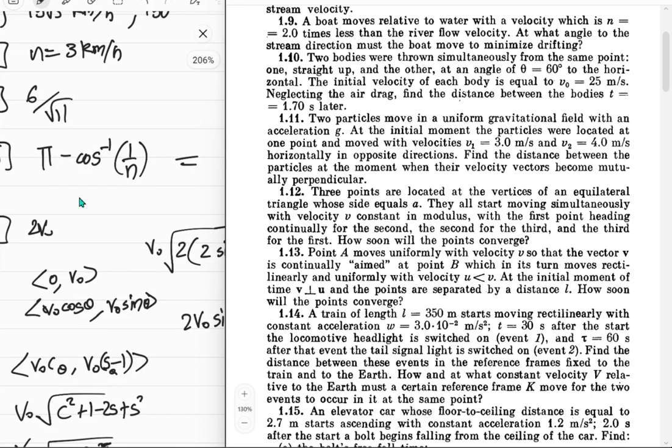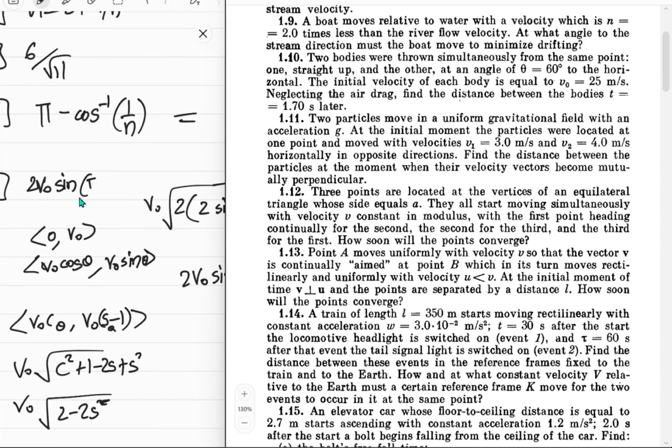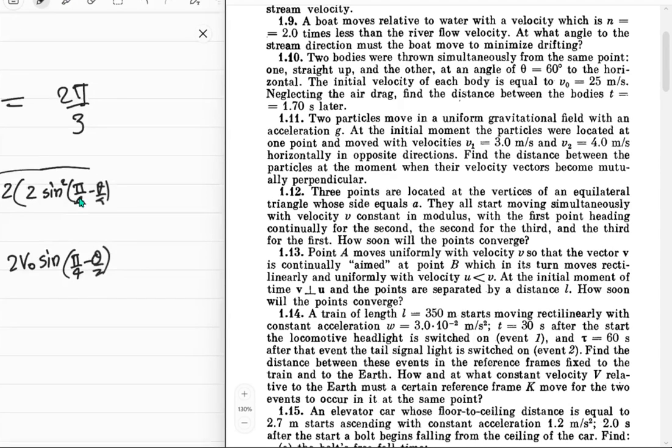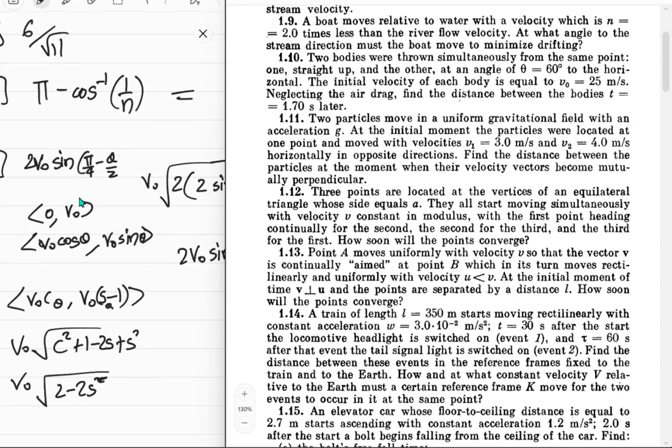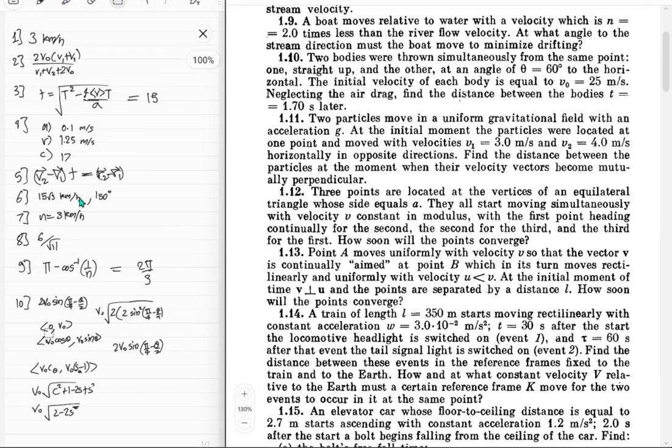So it's going to be 2 v naught sine of pi by 4 minus theta upon 2. That's it. That's our magnitude of the velocity. What do you actually need to find? That times t, of course. Hey, not a big deal.